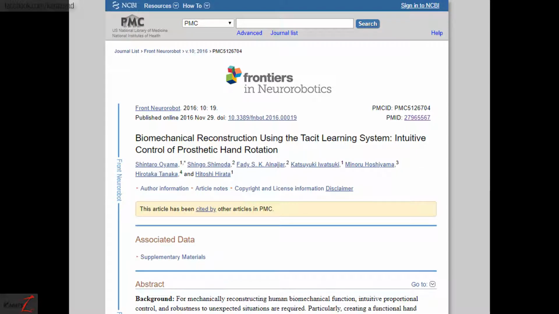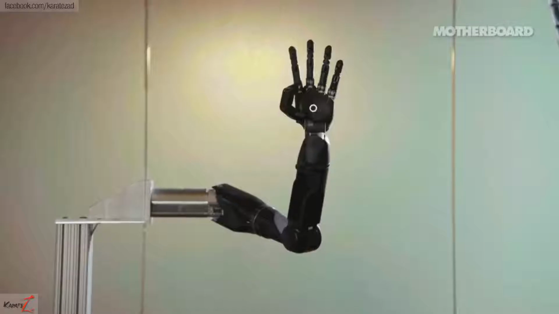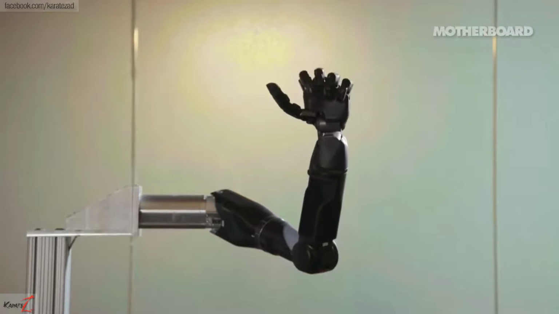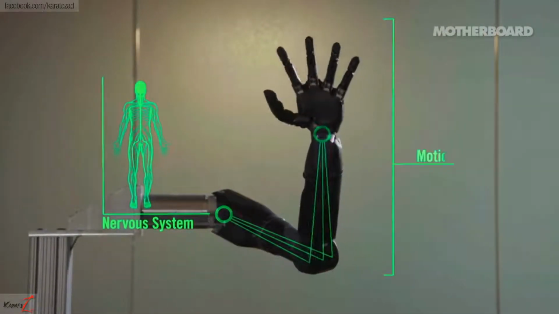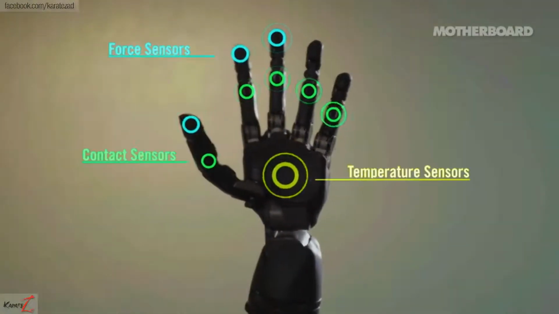Intuitive control is another term I would like to introduce. It is not a widely used term, but it has been used in a medical paper titled Biomechanical Reconstruction Using the Tacit Learning System, Intuitive Control of Prosthetic Hand Rotation. In this context, the meaning seems to be clear. The paper is about robotic prosthetic hands. The details of this paper are not really of concern for this video. All we need to know is that in the field of prosthesis, the dream is to produce prosthetic limbs that users are able to immediately control so naturally with minimal training, as if the prosthesis were their own original limbs.